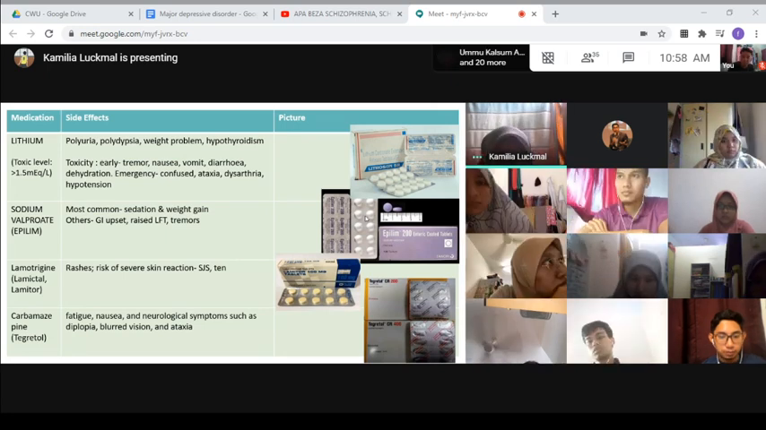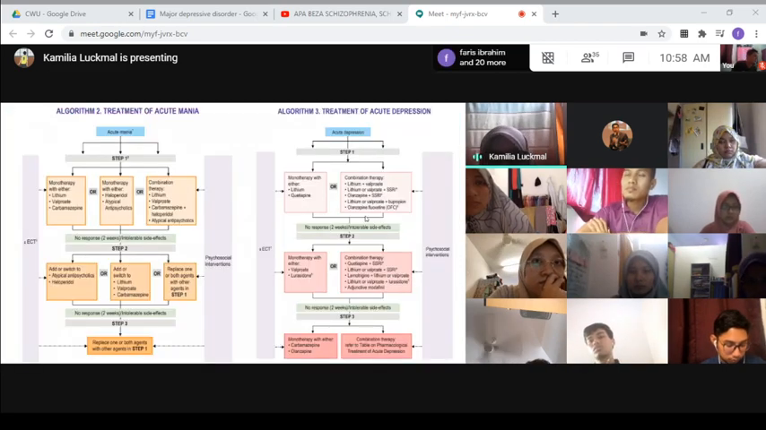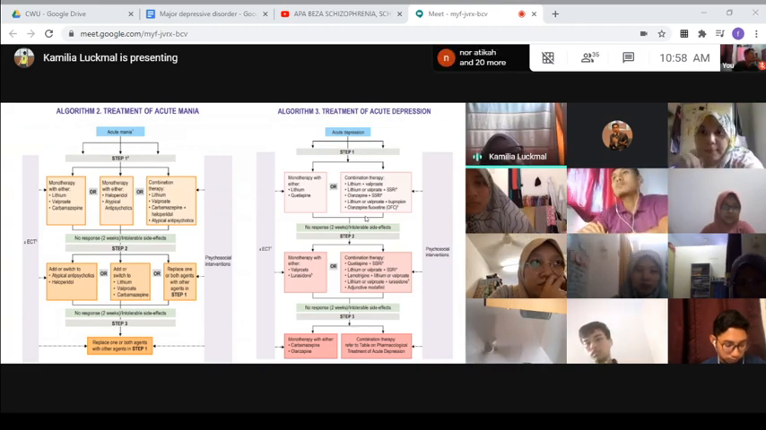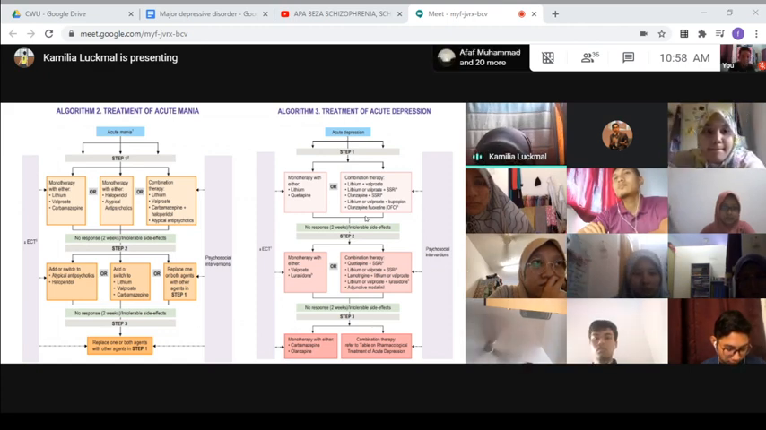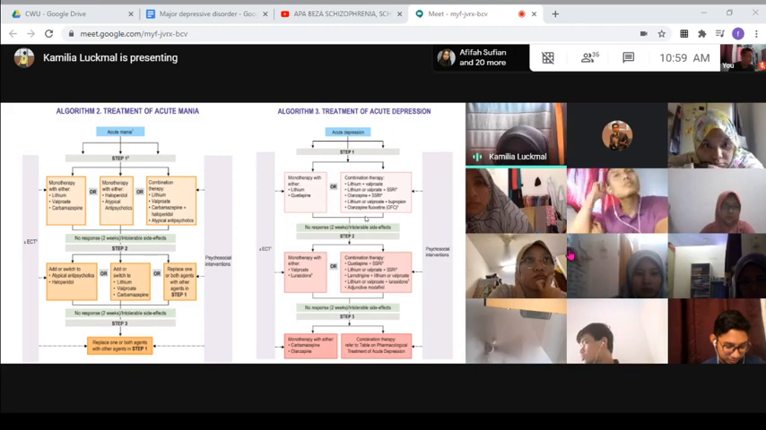Then the next one is carbamazepine or Tegretol. The common side effects are fatigue, nausea, neurological symptoms. Okay. So the algorithm for treatment of acute mania is to decide whether to use monotherapy or combination therapy. Okay, I'm not sure if there is any difference between bipolar 1 and bipolar 2 preference, but okay.